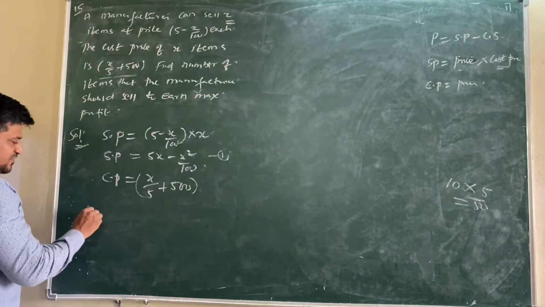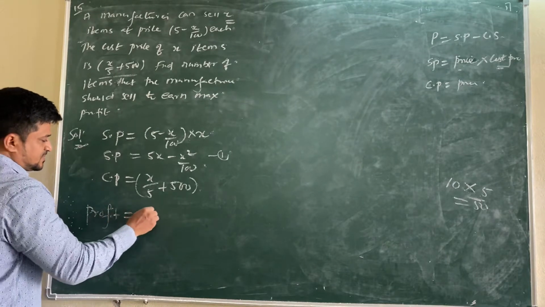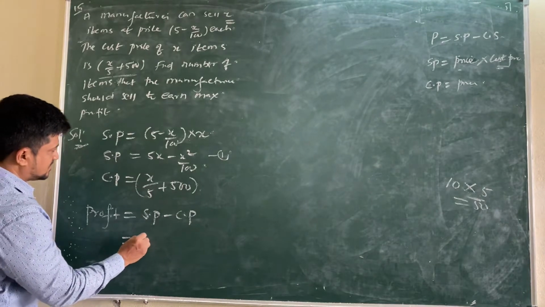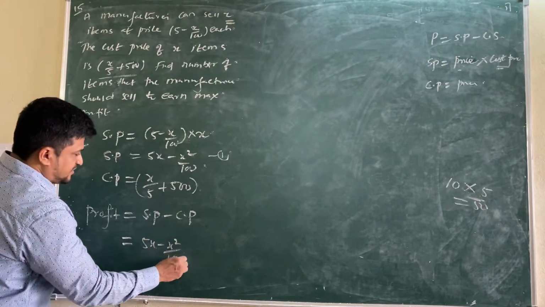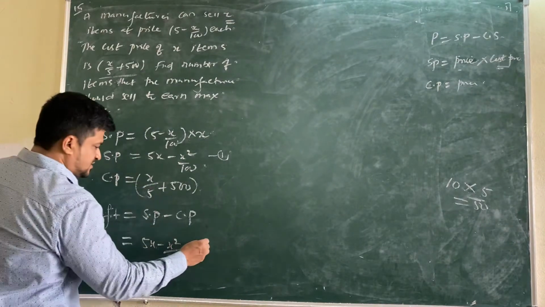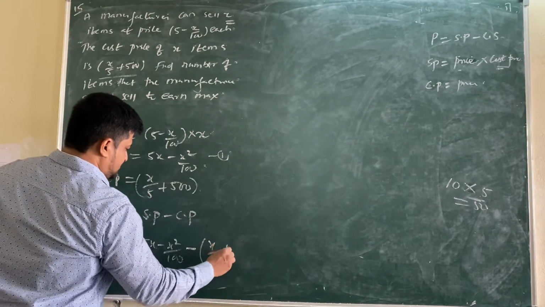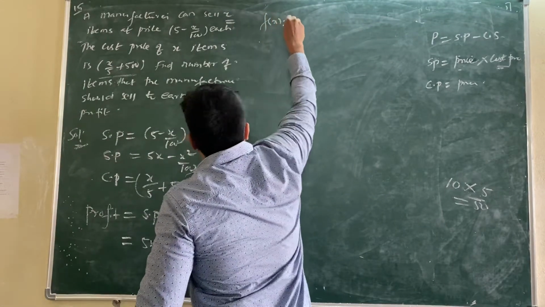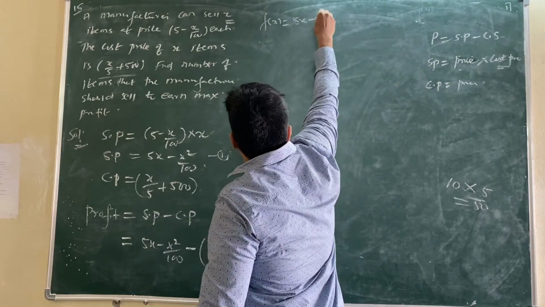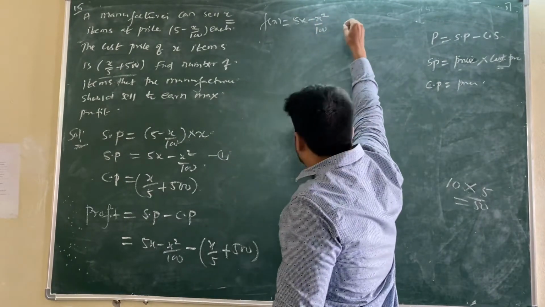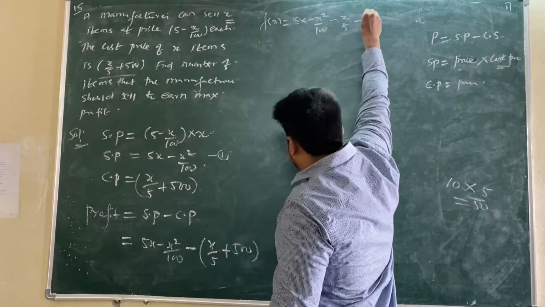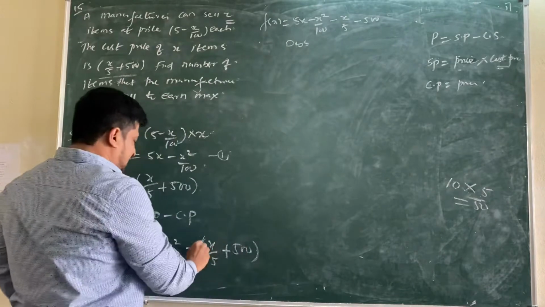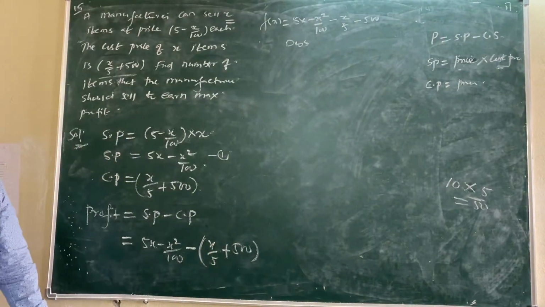Then you have to take profit function. Selling price minus cost price. So this is 5x minus x square by 100 minus cost price, x by 5 plus 500. Now we got f of x equals to 5x minus x square by 100 minus x by 5 minus 500. Why both are minus sign? Minus into plus minus. This is the bracket in a cost function. This minus is multiplied to both of them.